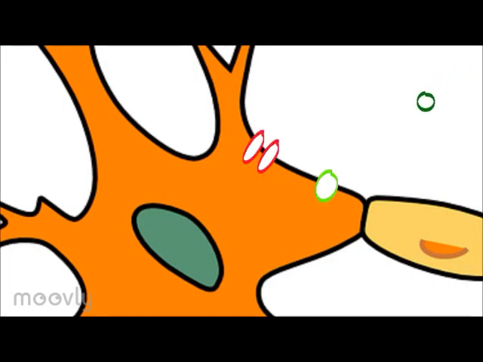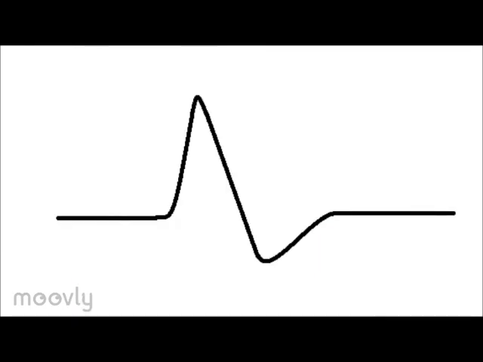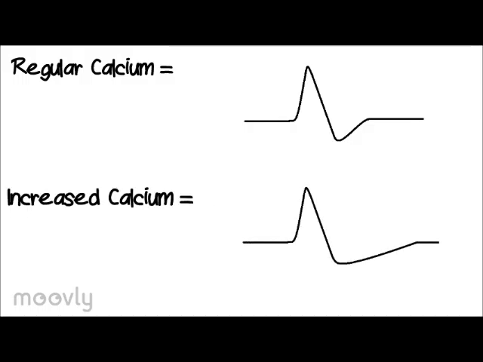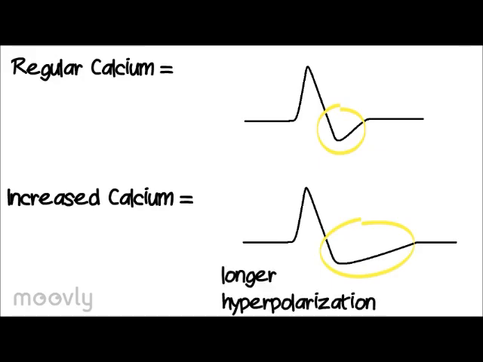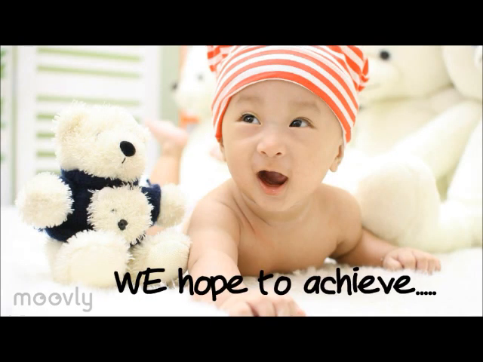My project will be exploring how activating the GABA B receptor, and therefore increasing intracellular calcium, will affect the hyperpolarization of action potentials. In theory, increasing calcium in the cell will activate more potassium channels and create a longer lasting after hyperpolarization. Action potentials would become more spread out as a result.